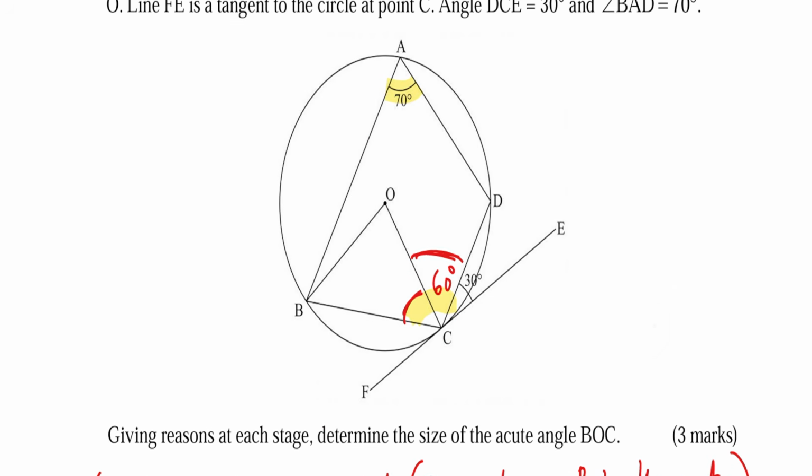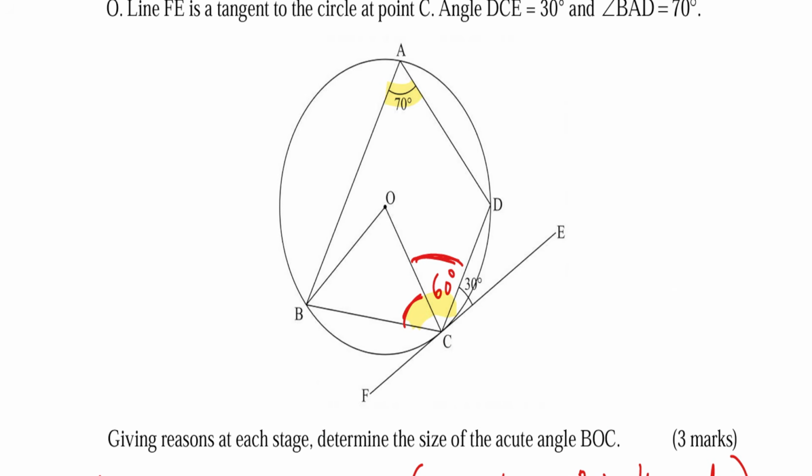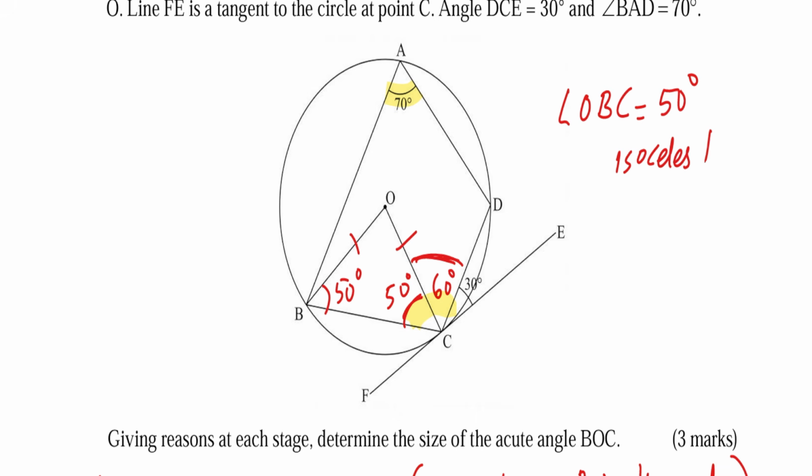Now let's continue from there. We basically know that this one is 50. Now this is a radius, this is also a radius, so this should also be 50 degrees. So angle OBC is equal to 50 degrees. Why? Because it's an isosceles triangle, where base angles are equal to each other. So if this is 50, and this is 50, this one will give you how much?